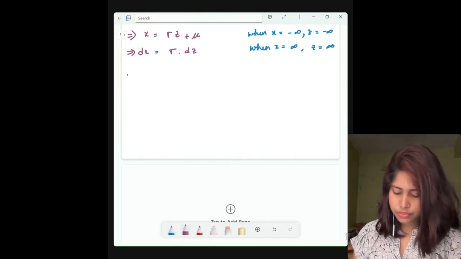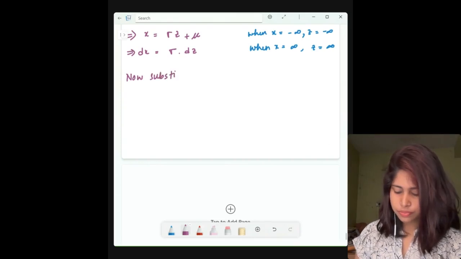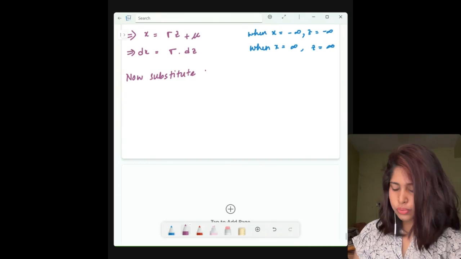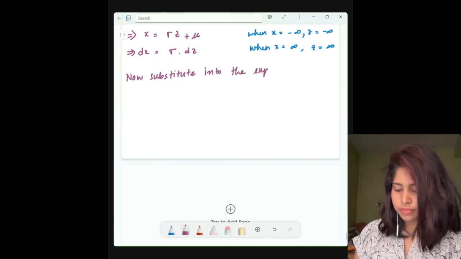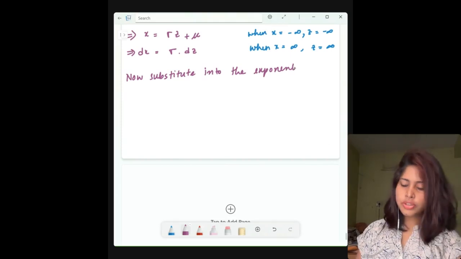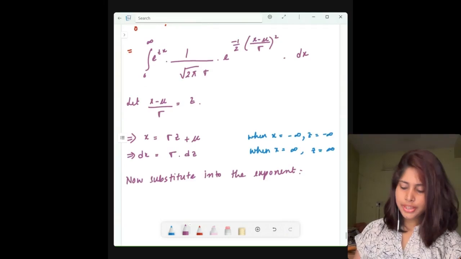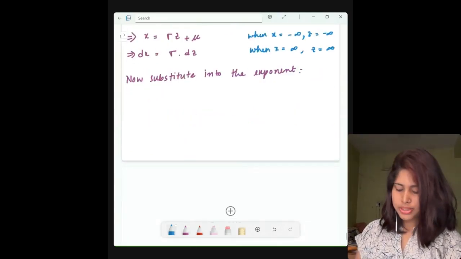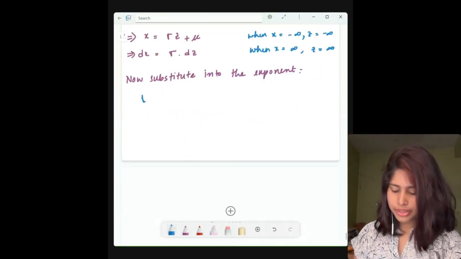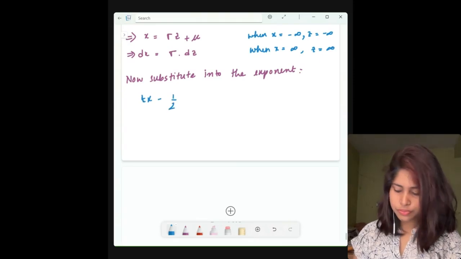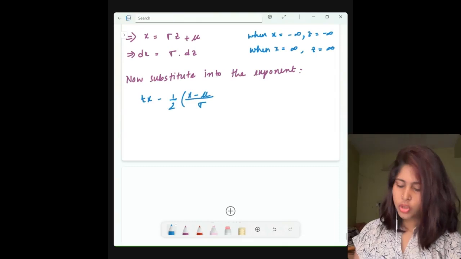Now substitute into the exponent. What is the exponent? It will be tx minus half of this, right? So the exponent will be tx minus half of ((x minus mu) by sigma) whole square.